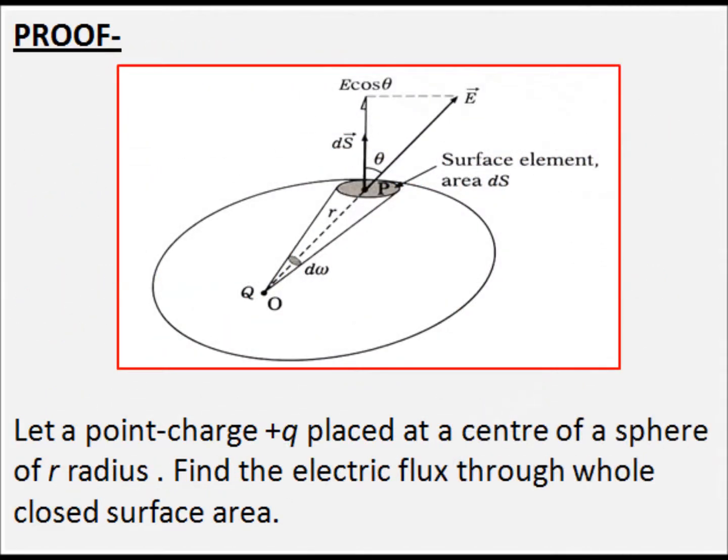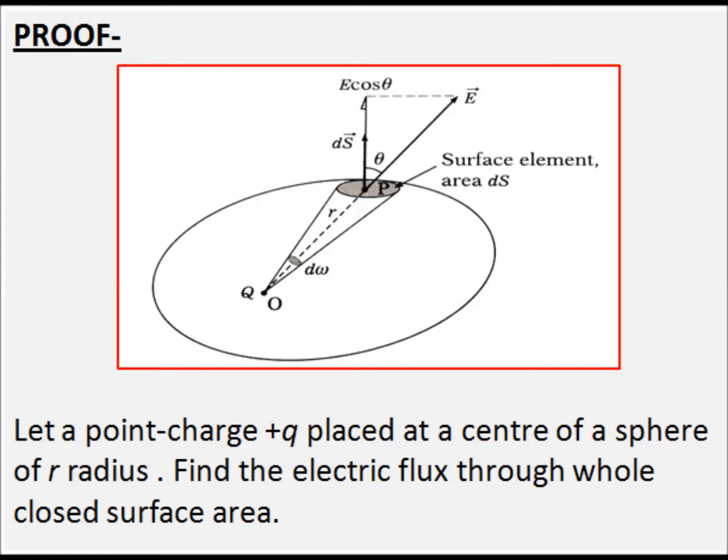Before proving this derivation, we should have a look at this diagram, where Q is the charge placed at the center O, and OP is equal to r, where P is the point on the enclosed surface ds. ds is the enclosed surface, and vector E is the electric field intensity at point P. The angle between electric field intensity E and dA is theta, and OP is also the direction of the field.